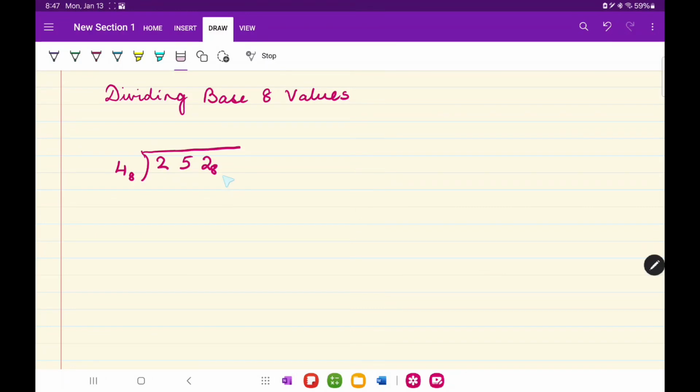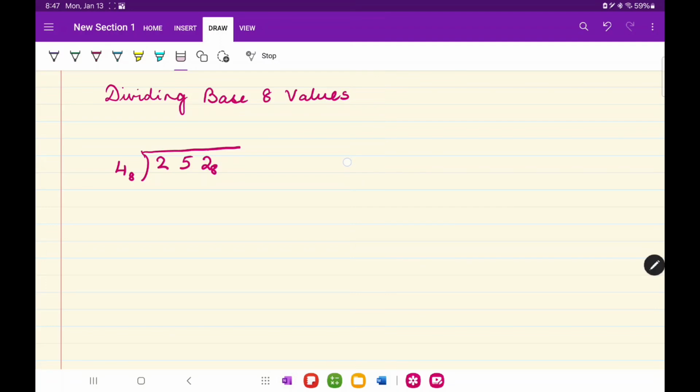These are two base 8 values, 252 in base 8 divided by 4 also in base 8. All right. So again, the process is the same. We have to pick two digits to start with, 25, and we have to come up with a number in base 8, which when multiplied by 4 should give us a value as close to 5 as possible. All right. So we have to kind of randomly pick some numbers. It's kind of a trial and error process.